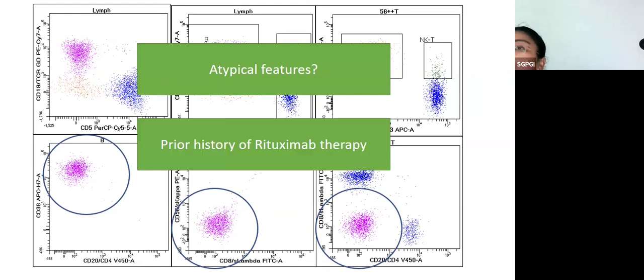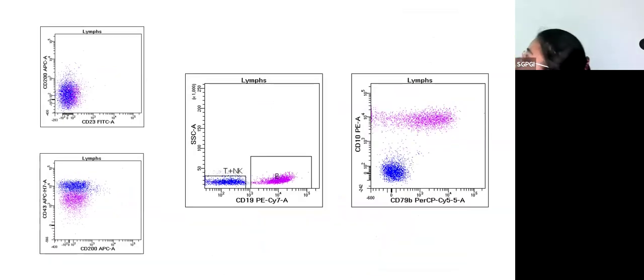There was a prior history of Rituxan therapy, so we could explain away the lack of CD20. This was the further tube in which you realize that these cells express CD10, nicely positive for CD79b. In addition to that, they also express CD43 at a dim intensity, right? So we have a CD10 positive B-cell lymphoma, which has been treated previously with rituximab. So what are CD10 positive lymphomas? Can you give me a few examples? Follicular lymphoma, DLBCL, Burkitt's. Very good. So these three germinal center B-cell lymphomas are there.